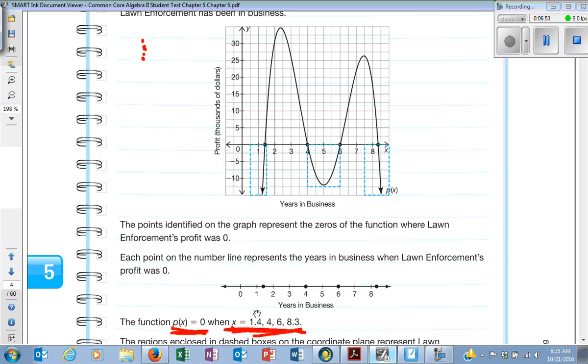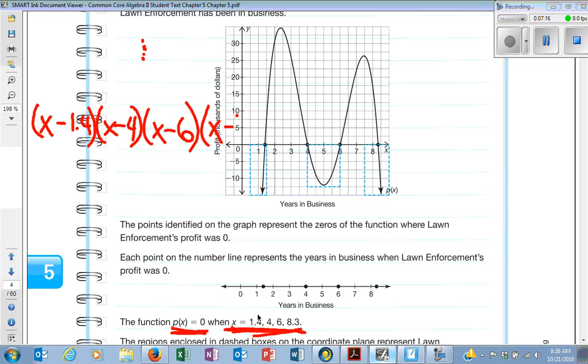based on these guys right here? Couldn't I write it in factored form? What would it be? X minus 1.4, x minus 4, x minus 6, x minus 8.3. You with me?